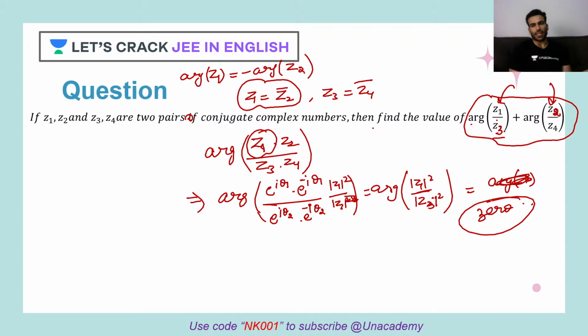So I hope everyone got this question. This is not a difficult question, this is the easiest one. It is just one property of argument being used here. That's it. Now we'll move ahead.